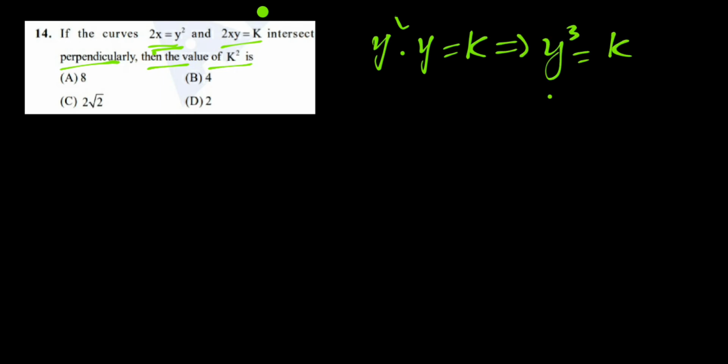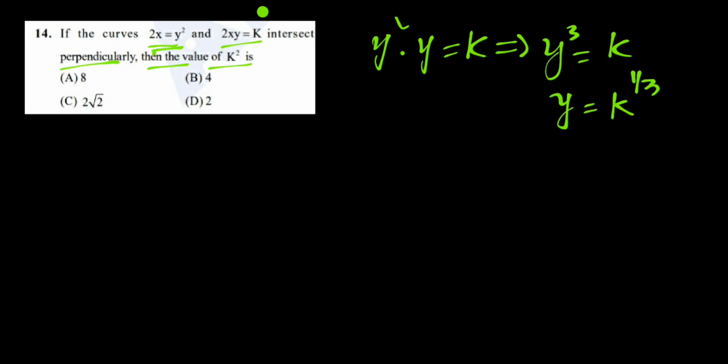Next, problem number 14. If the two given curves intersect perpendicularly, then the value of k square is? Perpendicular means the product of the slopes is equal to minus 1. So we have to find the slopes of the equations. For that purpose, first of all, I'll solve the two equations. In the first equation you can observe 2x is equal to y square. Substitute in the other equation: 2, y square into y is equal to k. That implies y cube is equal to k. So y is equal to k power 1 by 3.